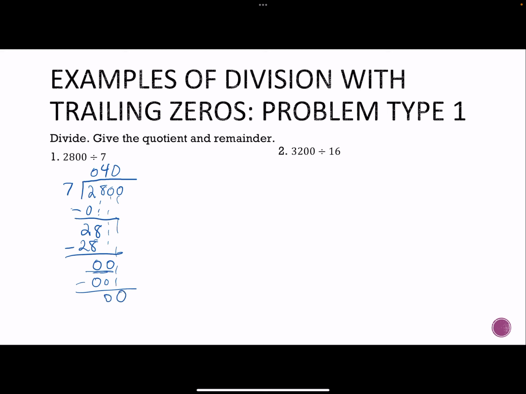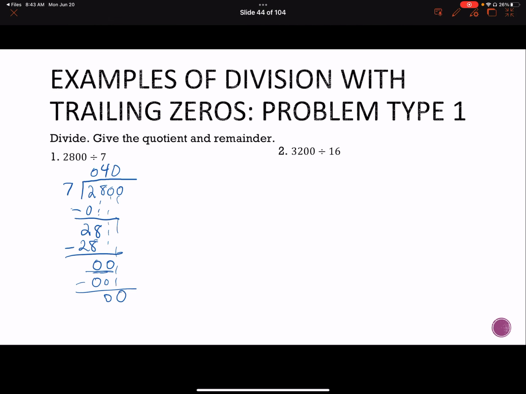But that seems a little redundant. Or what I always was taught in school is you could just move them up top. Once you get a remainder of 0, you're done. You know it divides perfectly. So the correct answer for this, if we move both these zeros up, would be 400. And you can always check your answer by multiplying. 7 times 400 does equal 2,800, so we're in pretty good shape.